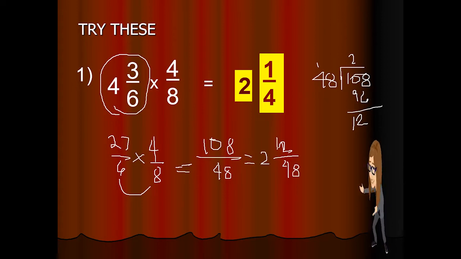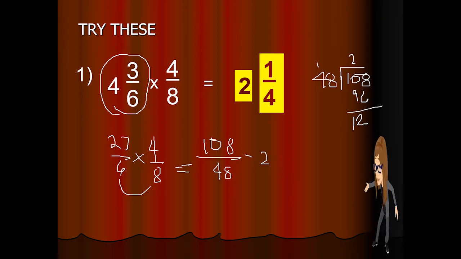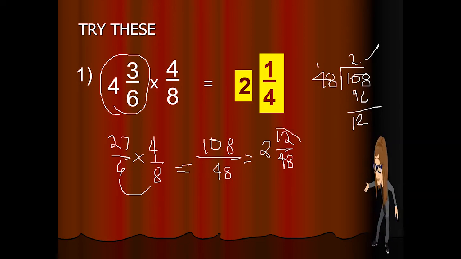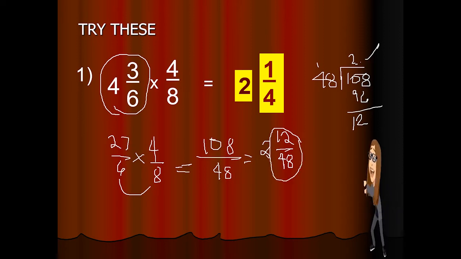Wait. So we have 2 12 over 48. Now, this one is not yet in the lowest term, so we still need to get the lowest term for 12 and 48. So what is the number that can be divided by 12 and 48?